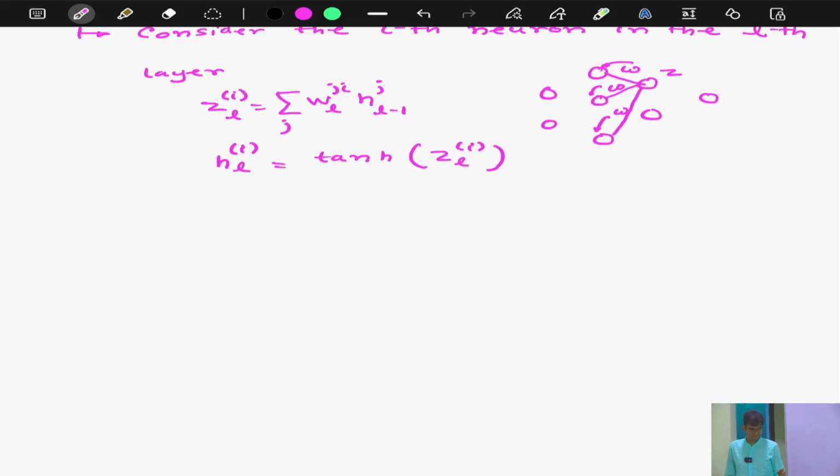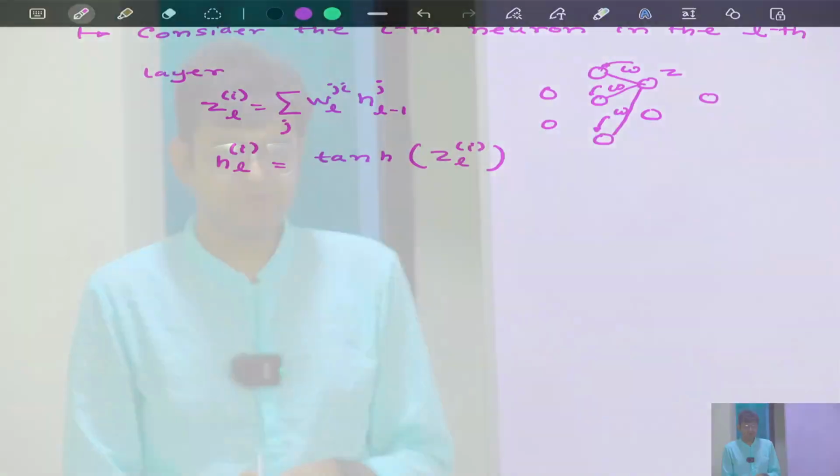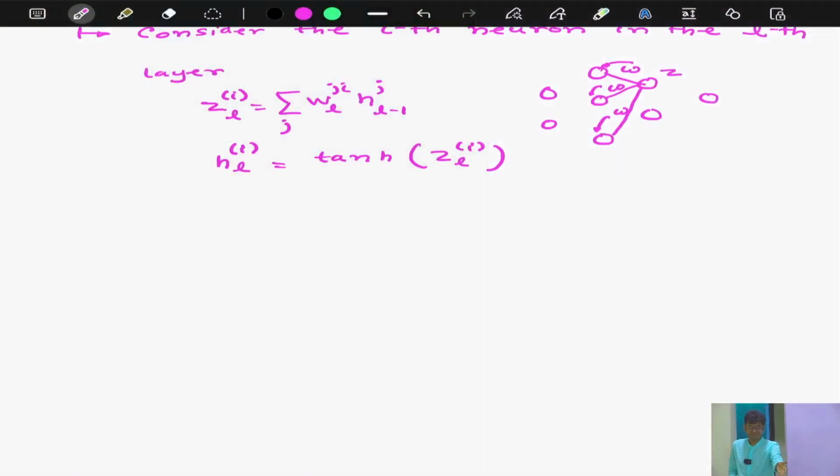Now, here is a proposal from my side. I am going to propose that this Z, H, W, all of these are random variables. Now, why am I calling it a random variable? Let me explain. W I am calling a random variable because I am initializing it randomly. We discussed that we can initialize it randomly. So if you are initializing randomly, that's a random variable. That's the easier one to understand, right?